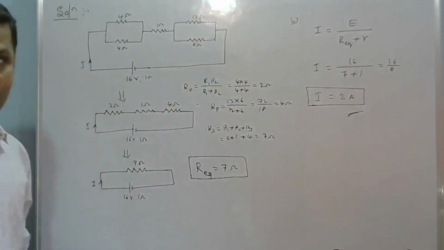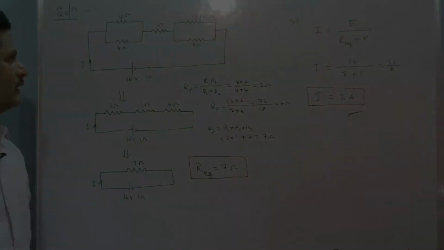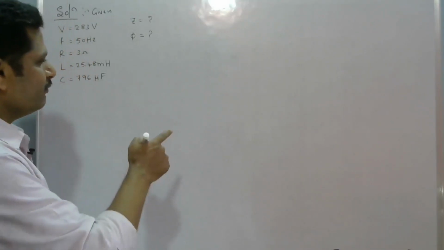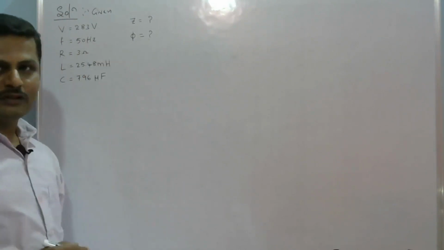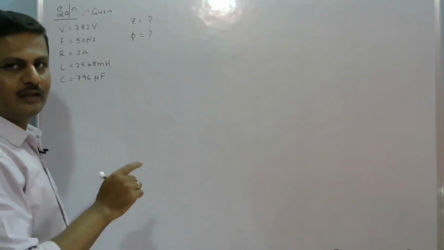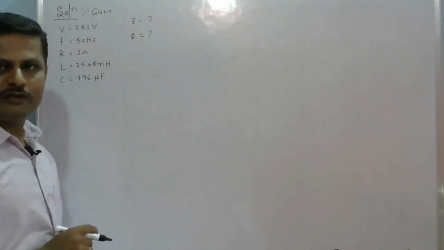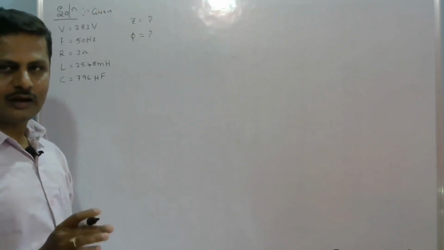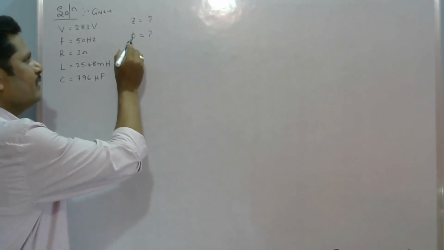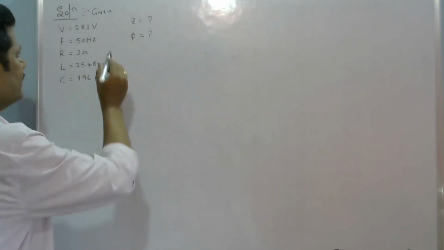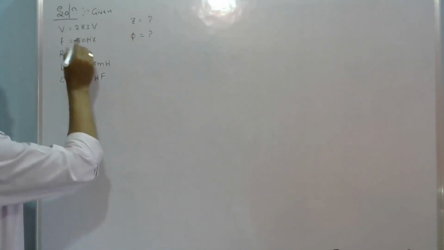Okay, let's go to the next question. In this problem, we need to find out the impedance of the circuit as well as the phase difference between the voltage source and the current. The phase difference between the voltage source and the current is called the phase angle. That means we need to find out the phase angle as well as the impedance. First, let me find out the impedance by using this given data.